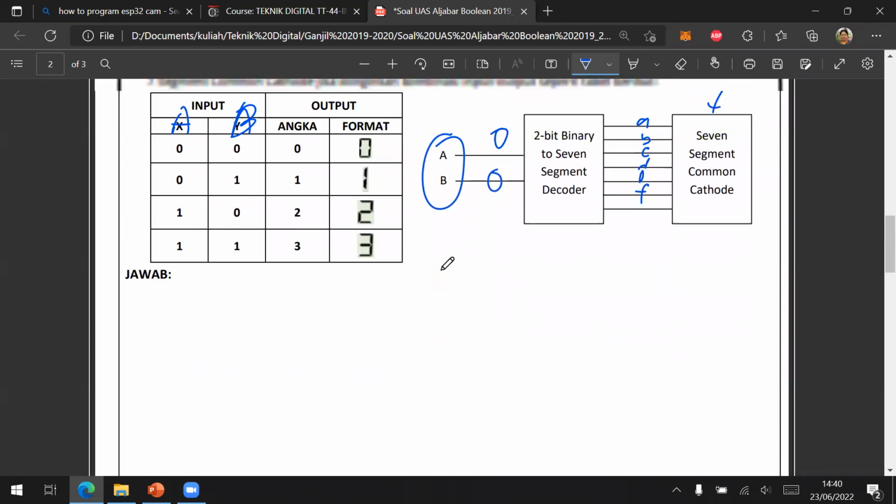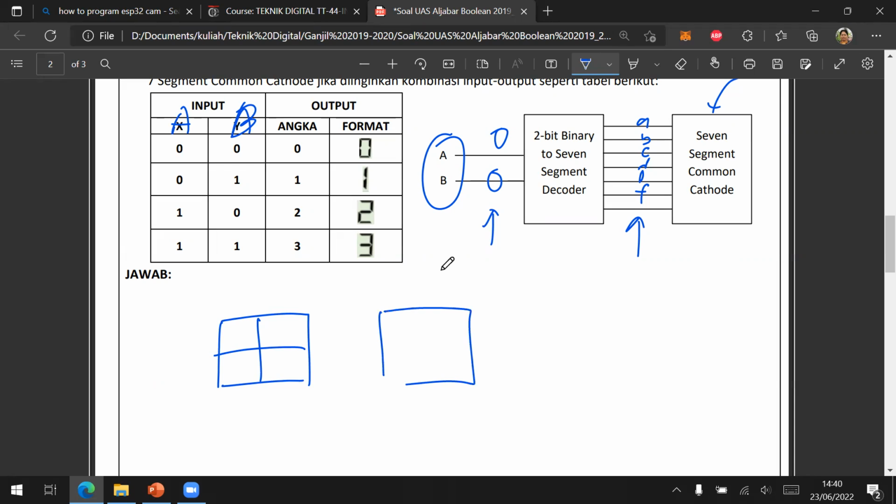Well, it's similar to how we design the combination logic. This is the output and this is the input. So we have 7 outputs, so we're going to have 7 K-maps.